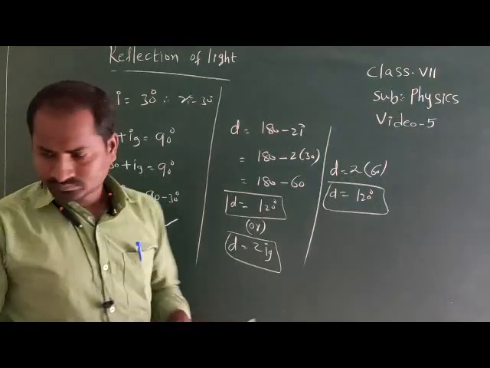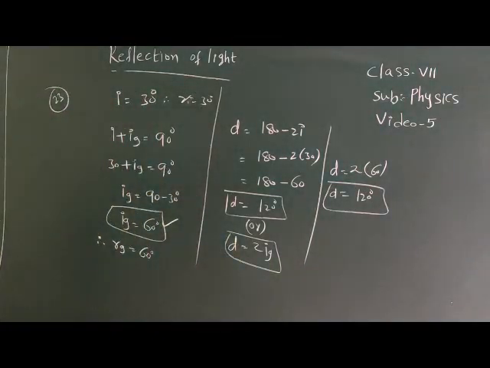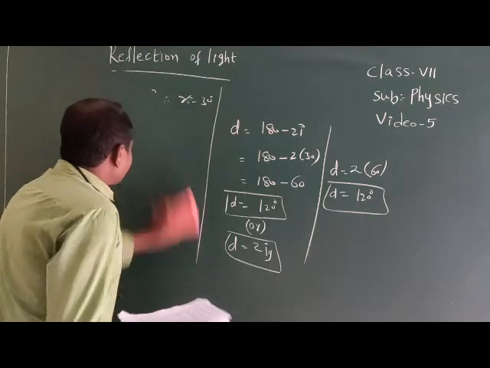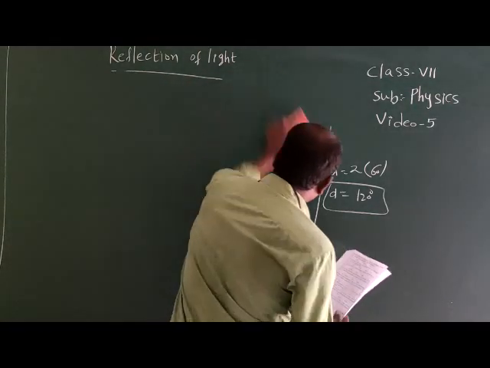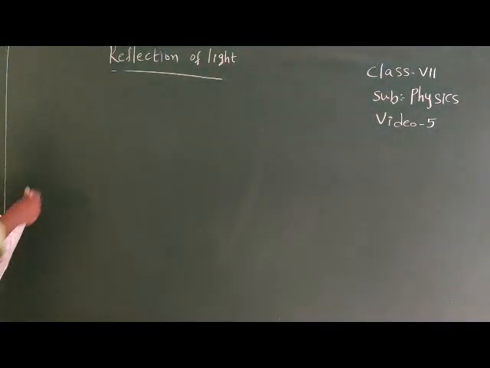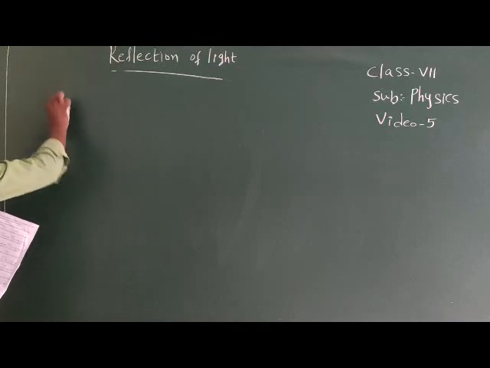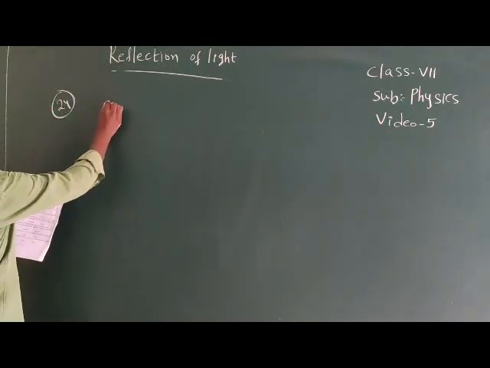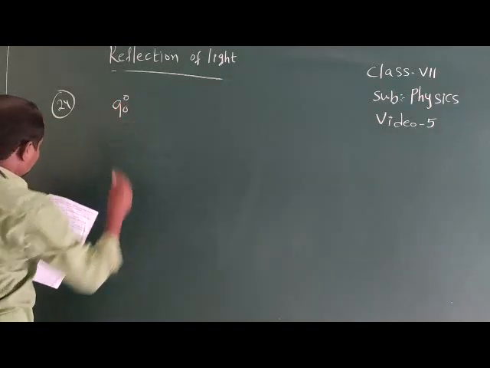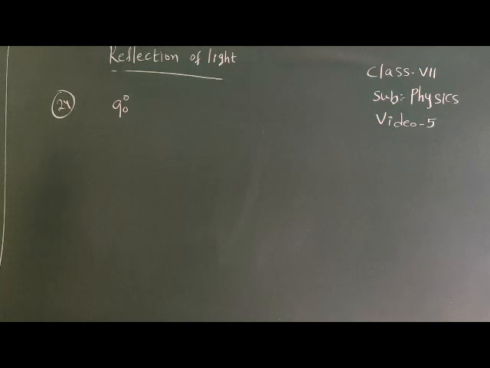Question number 24. At what angle between the two plane mirrors does a light ray, after reflection once from each mirror, become parallel to the incident ray? If the mirrors make 90 degrees, it will come parallel. So for the 24th one, 90 degrees is the answer.